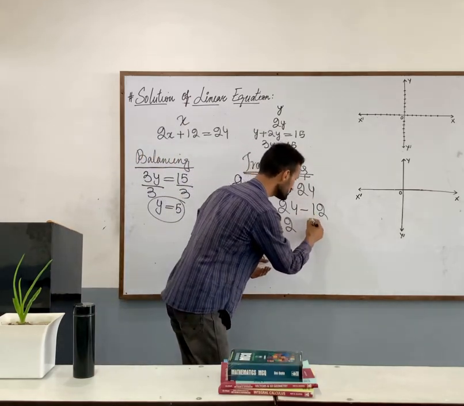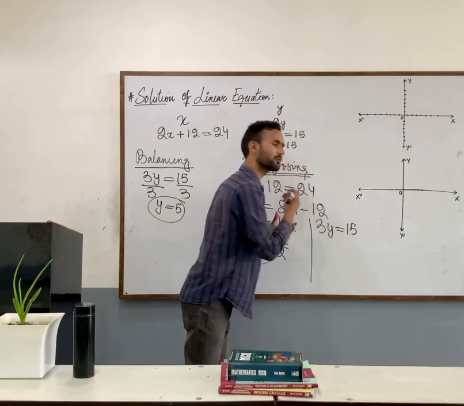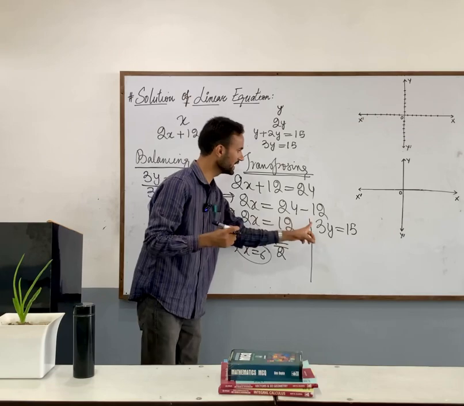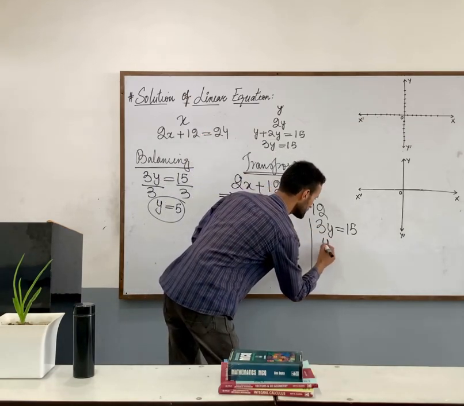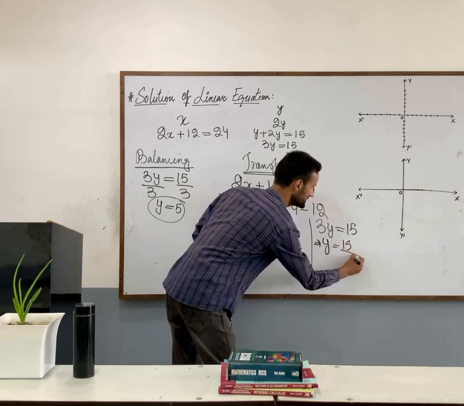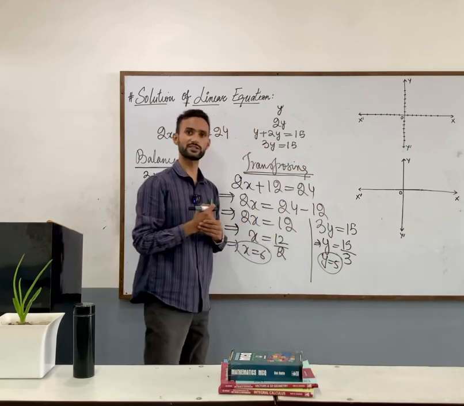Similarly, if we have to solve this 3y equals 15 by the method of transposing, here we can see 3 is multiplied to this variable. After transposing, we get y equals 15 divided by 3. We get y equals 5, which is the required solution.